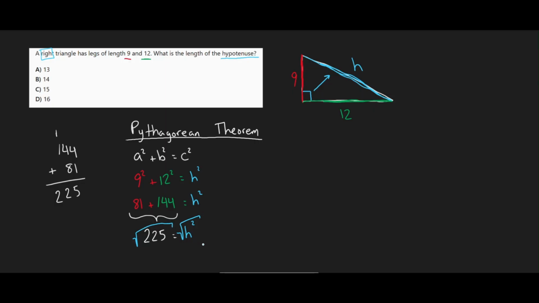You do take the square root of both sides, and really the reason why this works is because when you take the square root, you're basically just raising h squared to the 1/2 power, and we know when an exponent is raised to another exponent, you just multiply those exponents, and 2 times 1/2 is just 1, so h to the first is equal to h. That's why this just simplifies to h, and the square root of 225 is 15. So our hypotenuse length is equal to 15.